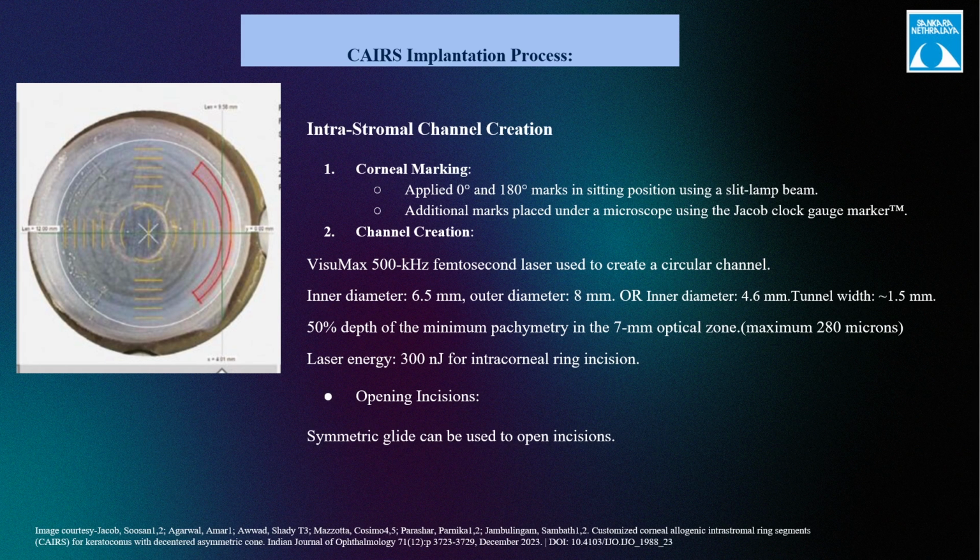For the channel creation, the measurements also vary from surgeon to surgeon. The inner diameter is 6 mm, outer is 8 mm, or some surgeons prefer an inner diameter of 4 mm, tunnel width of 1.5 mm. So 50% of the minimum pachymetry in the 7 mm or 6 mm optical zone, maximum up to 280 microns of depth.